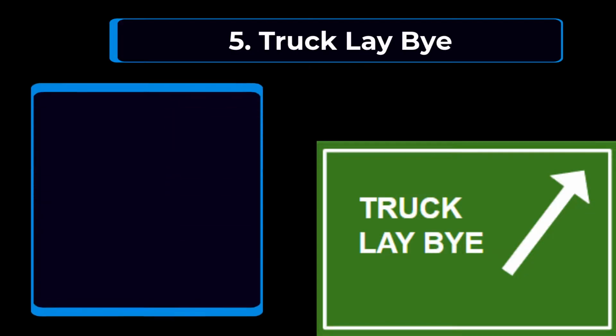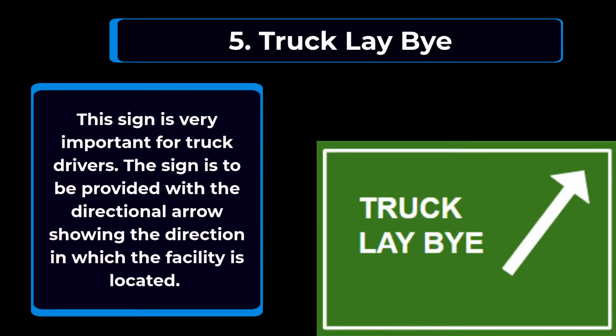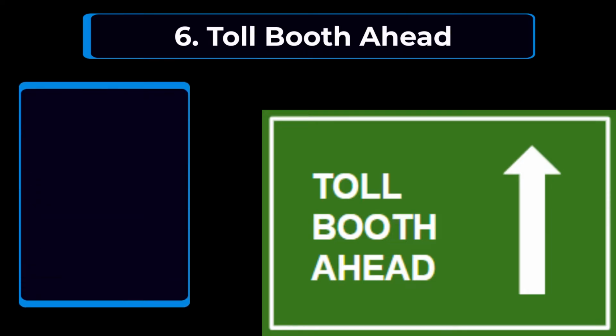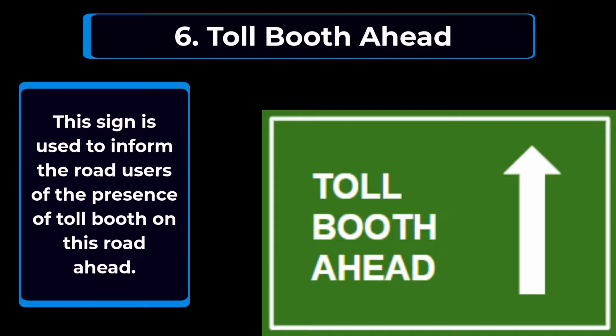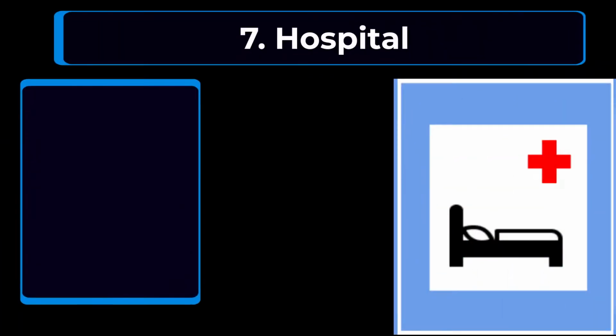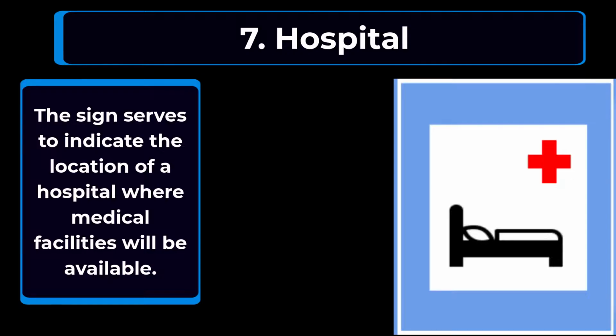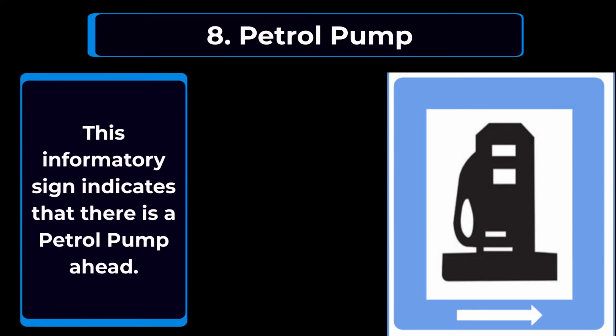5. Truck lay-by. This sign is very important for truck drivers. The sign is to be provided with the directional arrow showing the direction in which the facility is located. 6. Toll booth ahead. This sign is used to inform the road users of the presence of a toll booth on this road ahead. 7. Hospital. The sign serves to indicate the location of a hospital where medical facilities will be available. 8. Petrol pump. This informatory sign indicates that there is a petrol pump ahead.